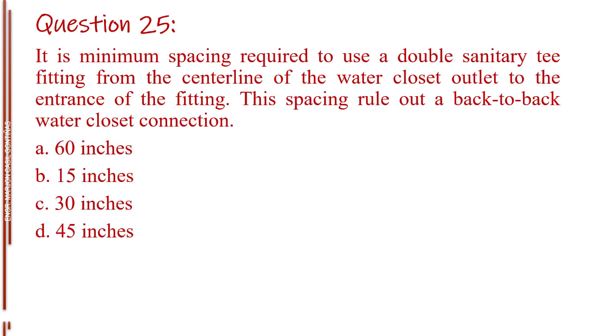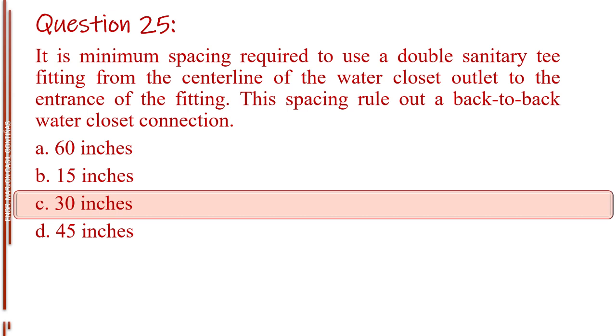Question number 25. It is minimum spacing required to use a double sanitary T fitting from the centerline of the water closet outlet to the entrance of the fitting. This spacing rule out a back-to-back water closet connection. Letter A, 60 inches. Letter B, 15 inches. Letter C, 30 inches. Letter D, 45 inches. The answer is letter C, 30 inches.